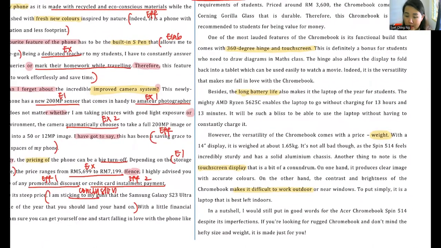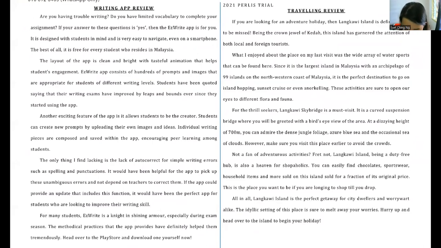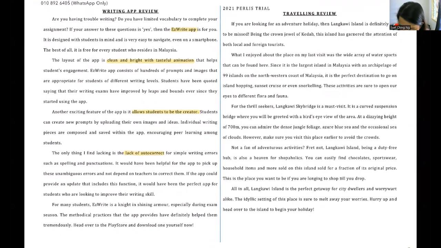Okay, three points. I'm going to show you the next two questions that you will see up top as well. You have a writing app review talking about the Easy Write app. Clean and bright with tasteful animation. Allows students to be creators. However, it lacks autocorrect. Travel review, talking about Langkawi Island. You have a wide array of water sports. You've got the Langkawi Sky Bridge, which is a must-visit for thrill seekers. Duty-free shopping. So I'm marking down the key points for you so that it makes it a bit easier for you to review your full essays here, okay?